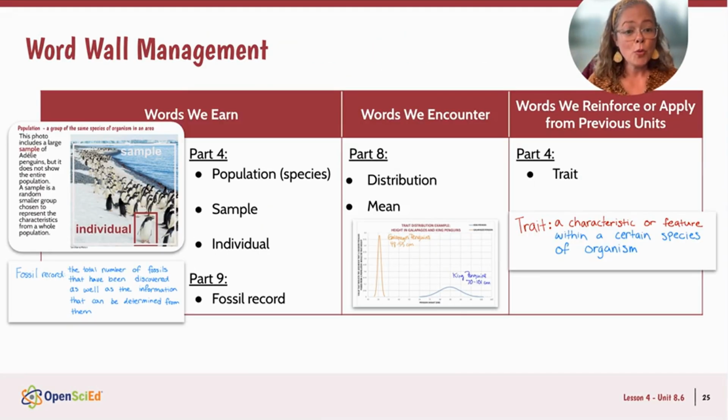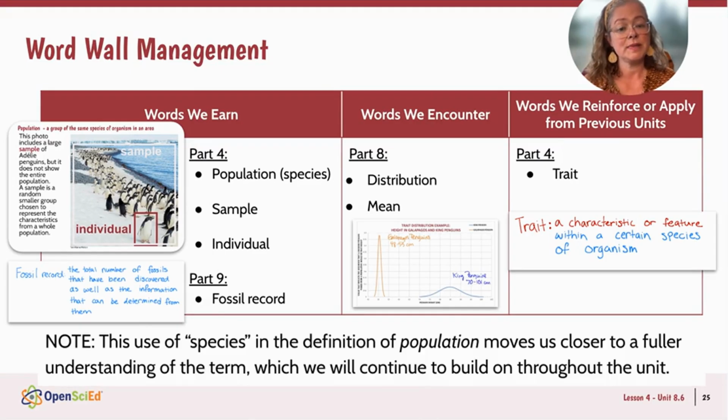For word wall, there is a lot of vocabulary in this lesson, and I've divided it up in this chart by the part that you will encounter these words. So in part 4, you'll get some words that we'll earn and add to the word wall. In part 4, we will also revisit a word from 8.5, our genetics unit, where we were adding on to this definition of trait now through the lens of species and populations. We'll encounter some words in part 8 as we are thinking about those trait variations within a species. And then in part 9, we will add on this idea of fossil record.